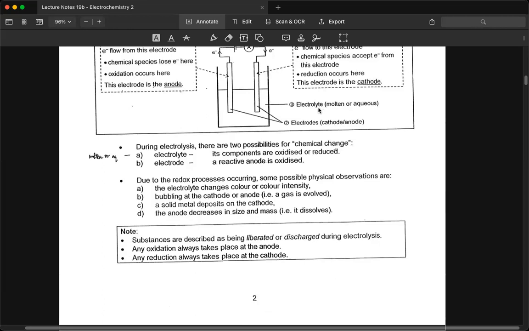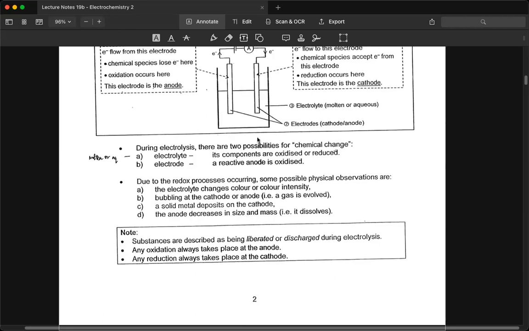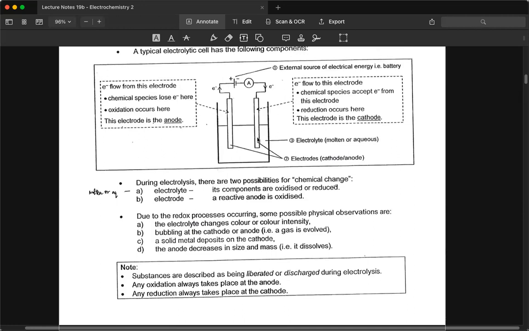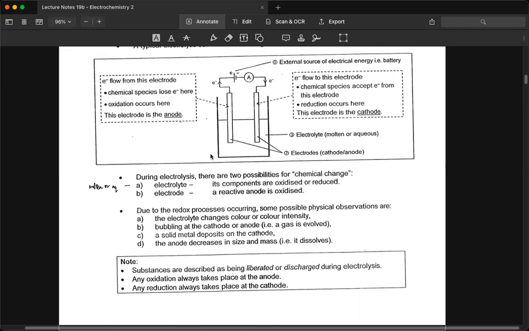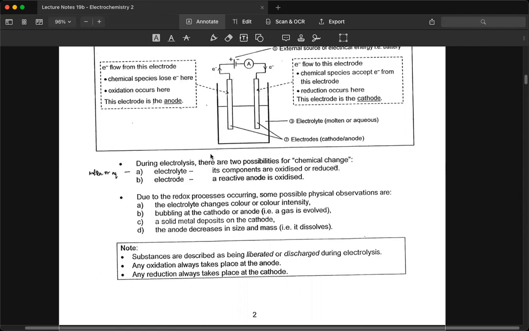It cannot be in solid state because it will not be able to conduct electricity. Mostly ionic compounds are used as electrolyte.